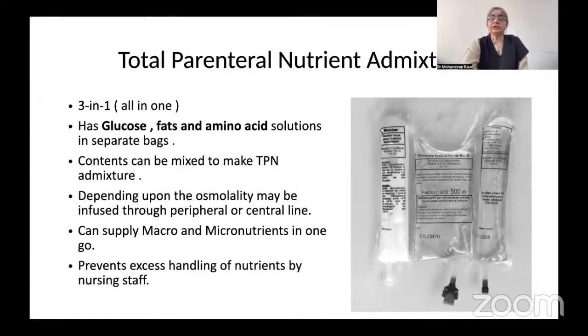TPN admixtures which have an osmolality up to 900 milliosmoles can be used peripherally, and more than 900 milliosmoles, we give through a central line. These supply macro and micronutrients in one go, and the 3-in-1 bag prevents excessive handling of nutrients by the nursing staff.